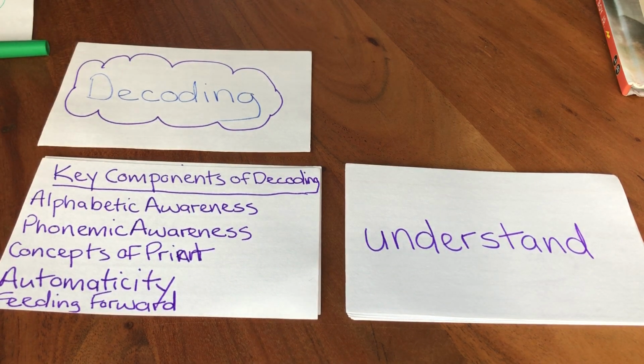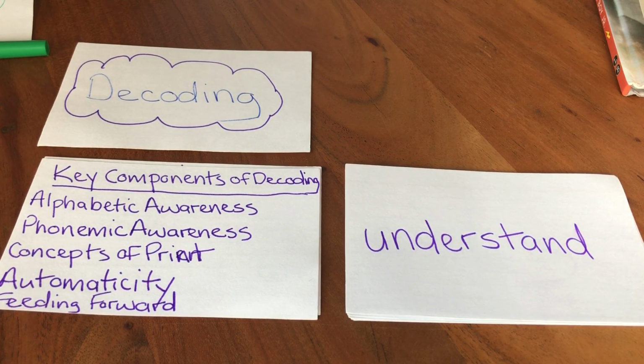Okay, so let's start by breaking down a little bit of what decoding actually looks like and what it means in the brain of a reader. So we talked about how we're building alphabetic awareness, phonemic awareness, concepts of print, automaticity, and then eventually feeding forward. So let's take a look at a word, the one that I mentioned before, understand.